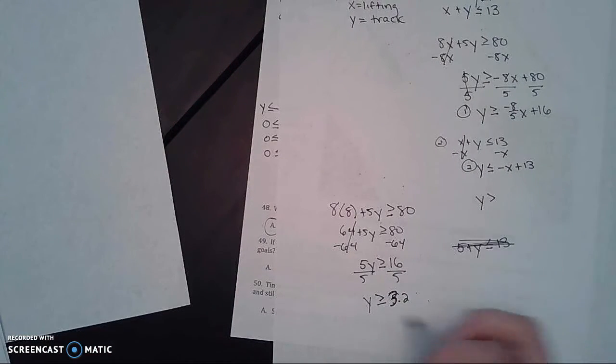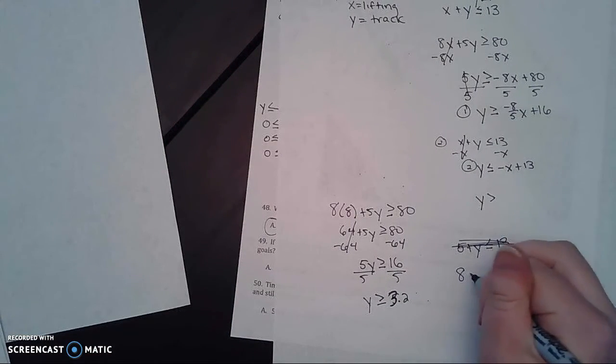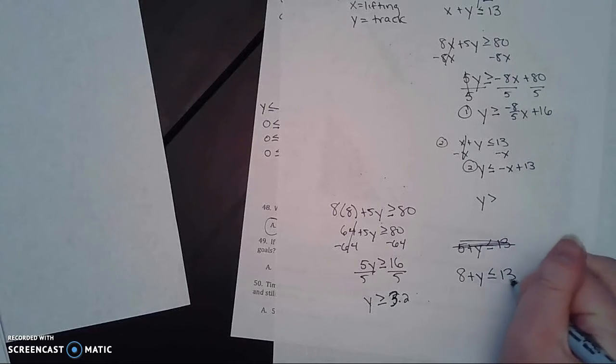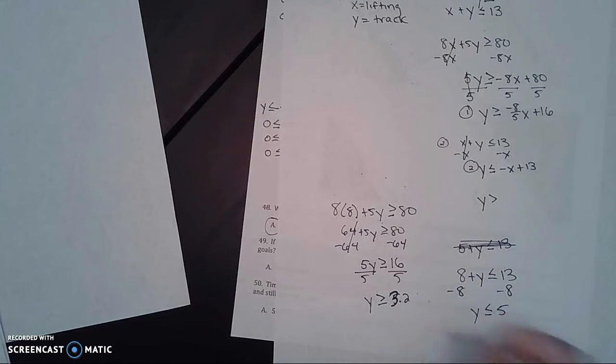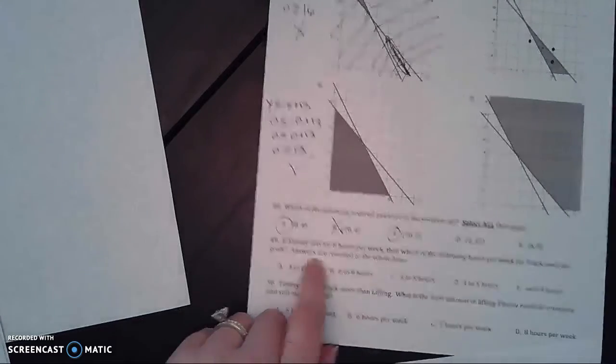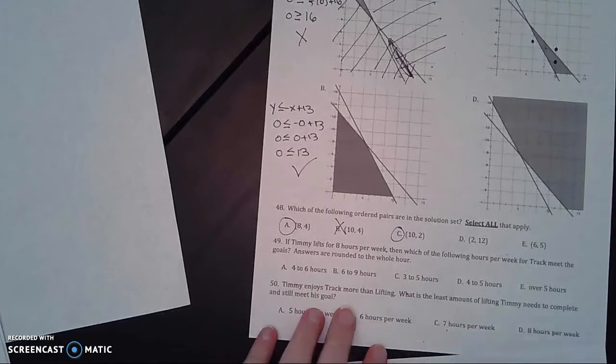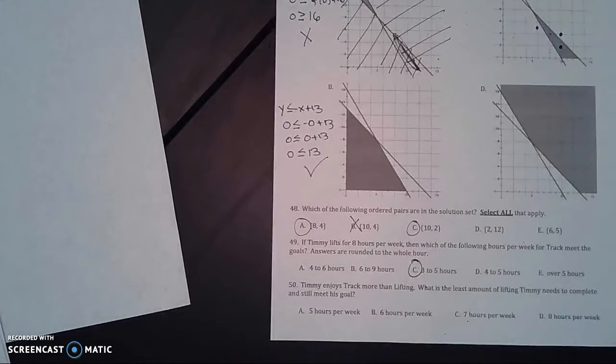I'm going to cross that one off because we're plugging in 8 for x. 8 plus y is less than or equal to 13. Subtract 8, subtract 8. Y is less than or equal to 5. So it falls between 3, since it says round to the nearest whole number, to 5 hours per week.